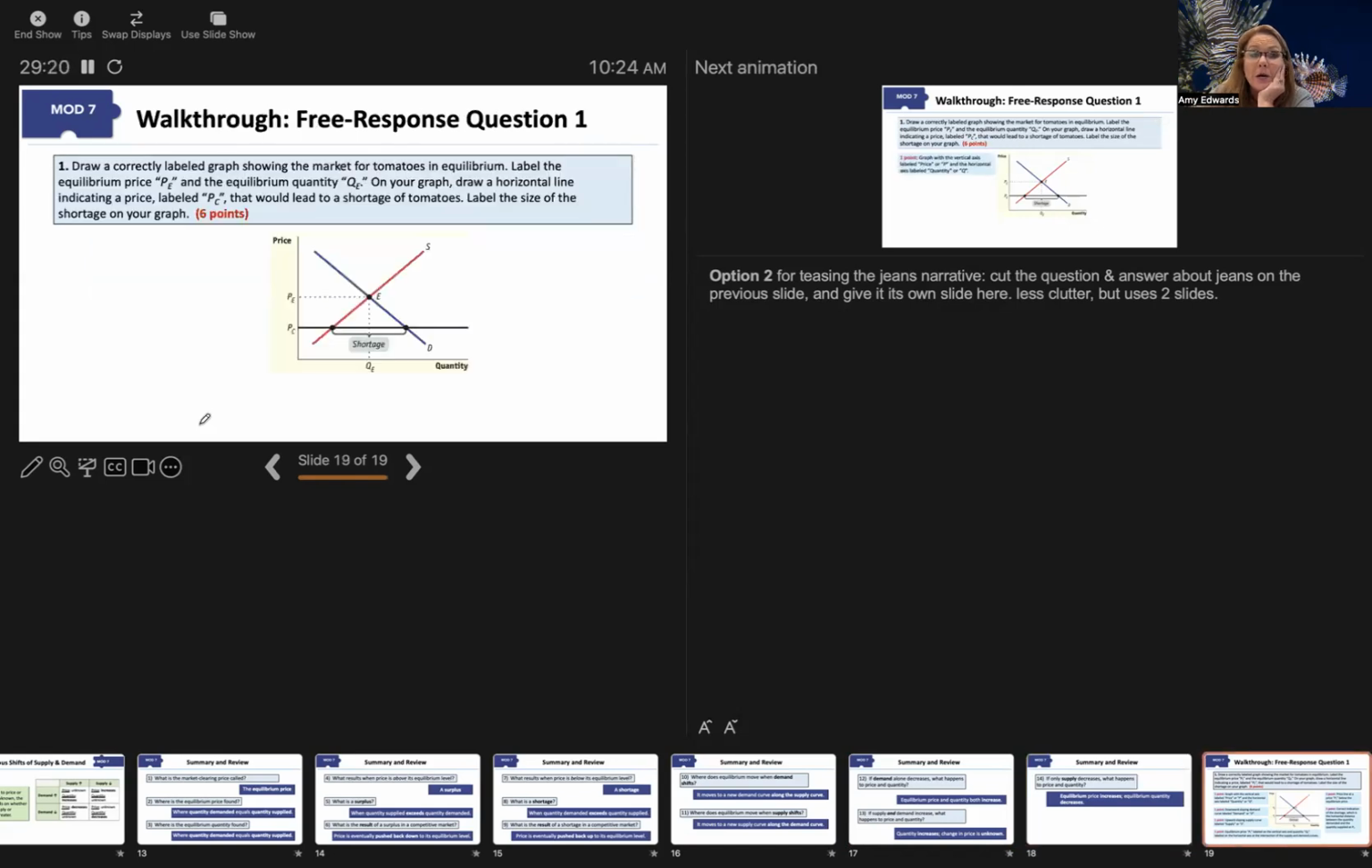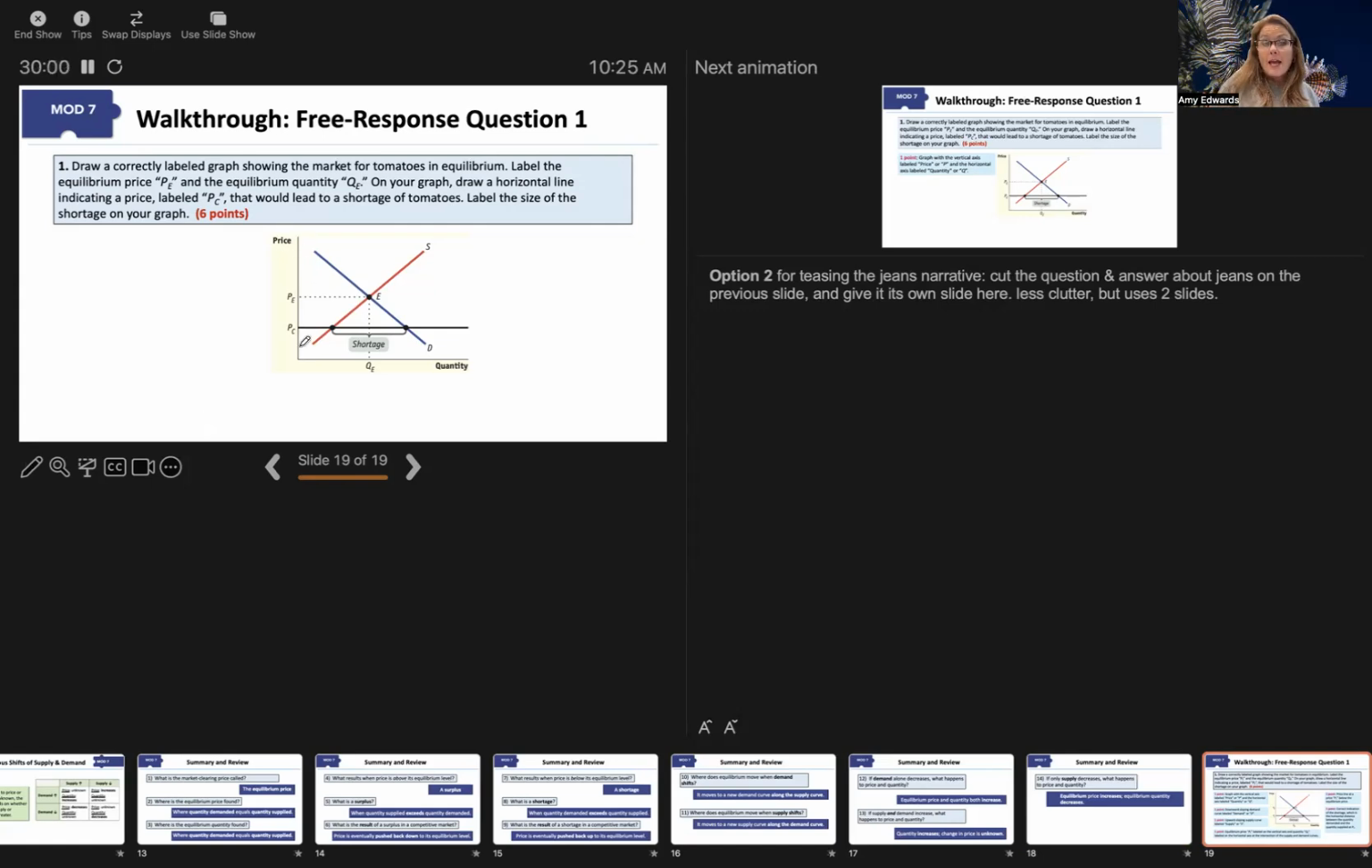Now, here's your free response. It says, draw a correctly labeled graph showing the market for tomatoes in equilibrium. Label the equilibrium price PE. That's going to be one where we want to put a box around it, because I want you to get in the habit of drawing a box around that PE, because you've got to graph that on there. Equilibrium quantity QE. And then draw a horizontal line indicating a price, P sub C, that shows a shortage of tomatoes.